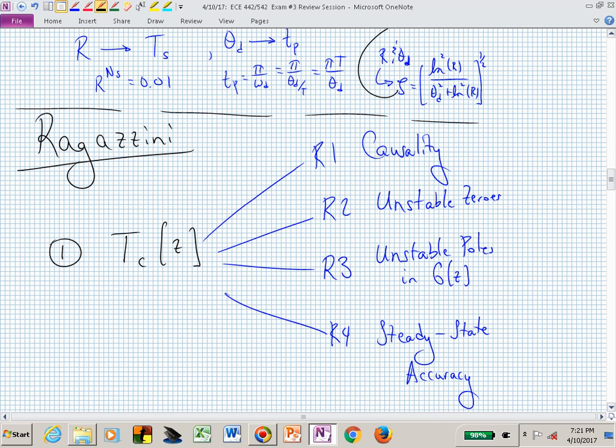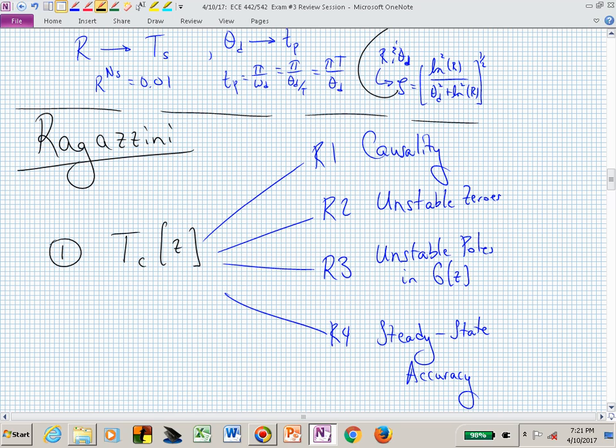But the whole point is R1, restriction 1, you're trying to make sure that your control law is causal. And what's causality? Well, we need to preserve the same pole zero excess in T sub c that we had in our plant, or at least have that much pole zero excess or more in T sub c as we have in our plant.